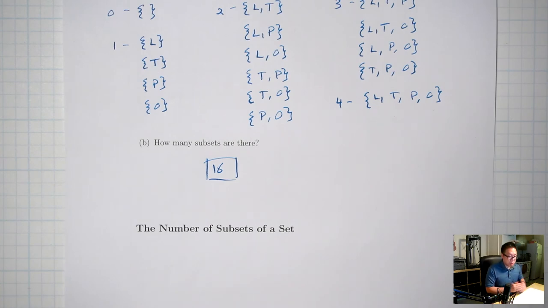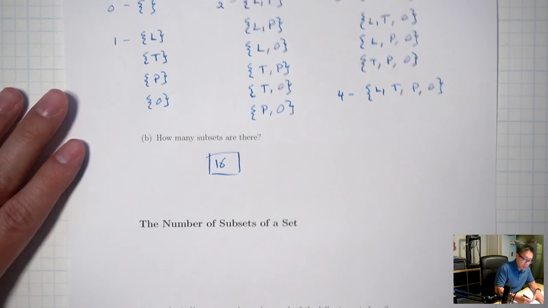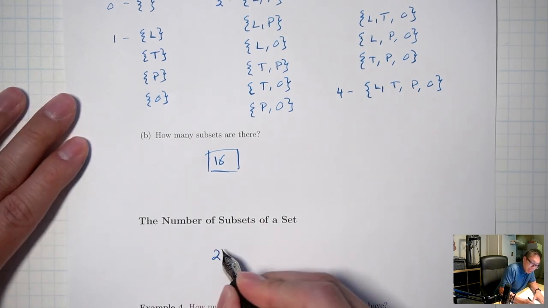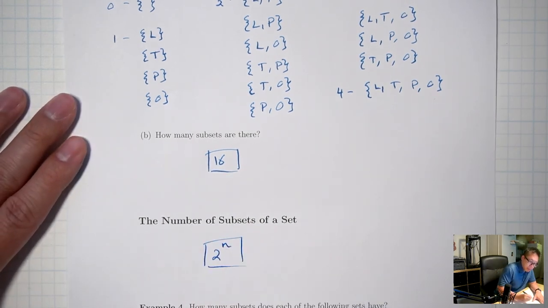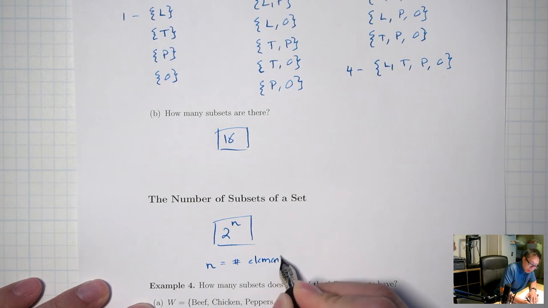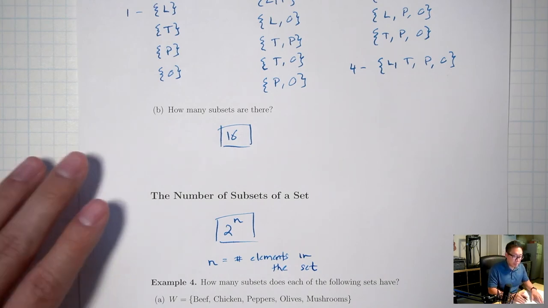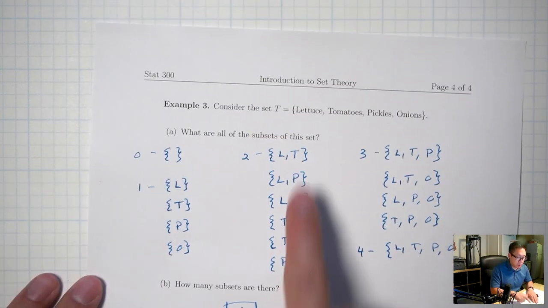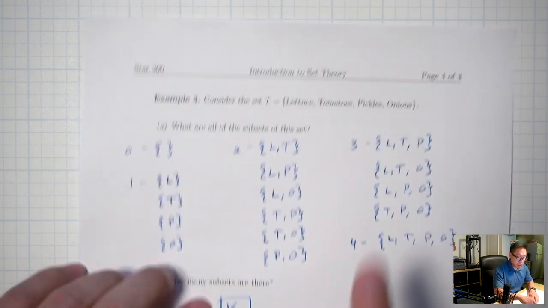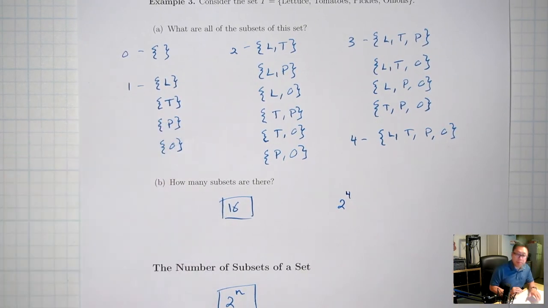Turns out there is. For the number of subsets of a set, there is a nice formula. It's 2 to the n, where n is the number of elements in the set. So basically the number of things in your original set. So here there's 1, 2, 3, 4, right? So we could have gotten 16 by doing 2 to the power of 4.